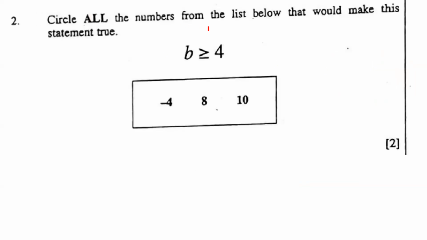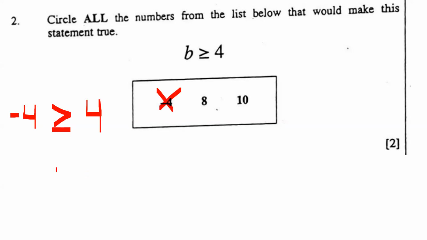Now let's move on to question number 2. It says circle all the numbers from the list below that would make this statement true. Here we have b is greater than or equal to 4, and we have -4, 8, and 10. Let's begin with -4. Does -4 make this inequality true? Is -4 greater than or equal to 4? That's absolutely false. -4 is not greater than 4, and it's not equal to 4 either. And so -4 cannot work.